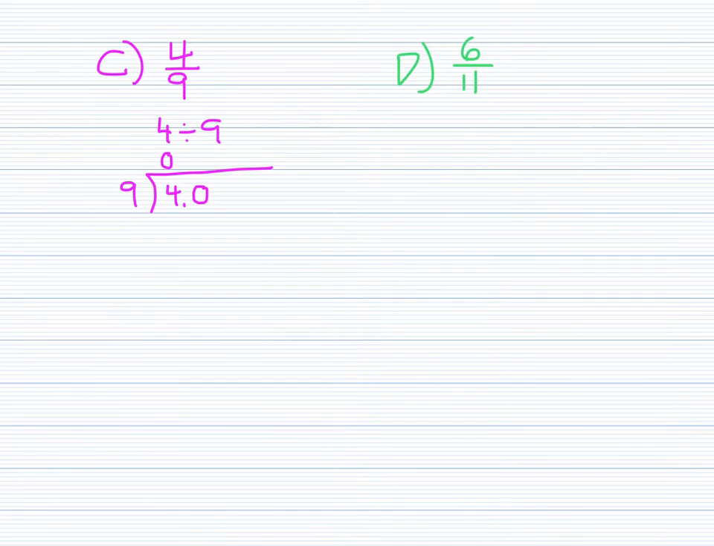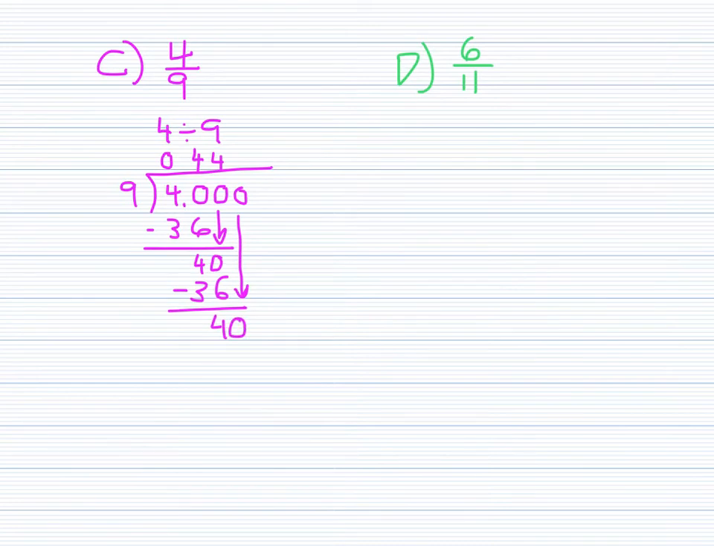Now, 9 goes into 40. 9 times 4 is 36. So we have our 4 there. 4 times 9 is 36. We subtract. We get 4 here. And put another 0. Bring that down. Ooh, we got 40 here too. 9 goes into 40 4 times. 4 times 9 is 36. 40 minus 36 is 4. Put another 0 at the end here. Bring that down. Oh, we got 40 again.